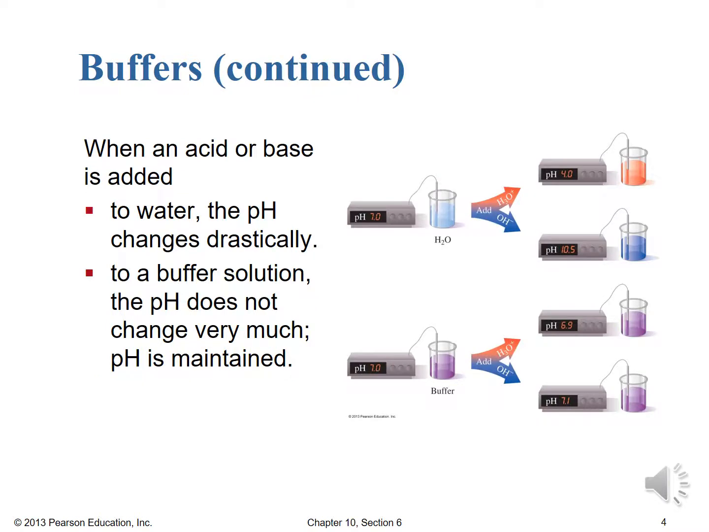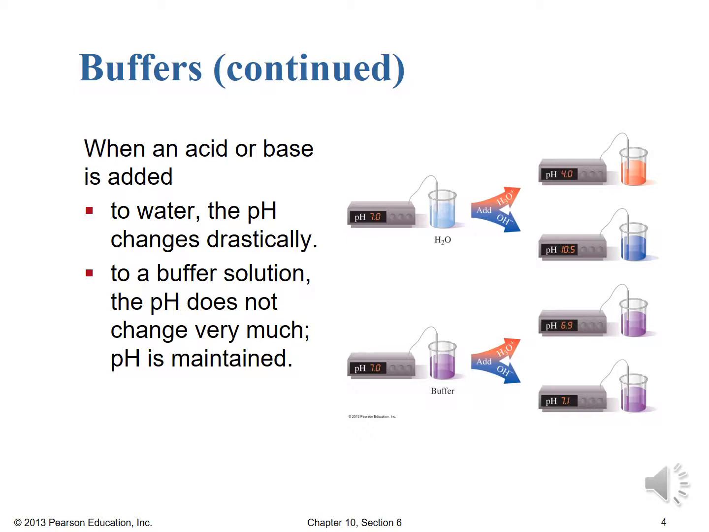So here's a little visual to help you understand just how important buffers are and just how significant their function can be. In the top case, we have just plain old water. If we add some acid, the pH drops drastically from 7.0 to 4.0, so that's 3 orders of magnitude greater H3O+ concentration. If we do a similar thing with the OH-, the pH goes drastically up from 7.0 to 10.5, so over 3 orders of magnitude for whichever concentration of base we added.